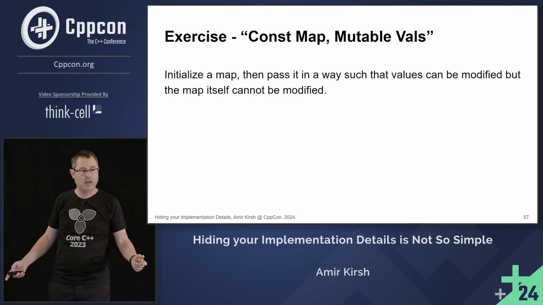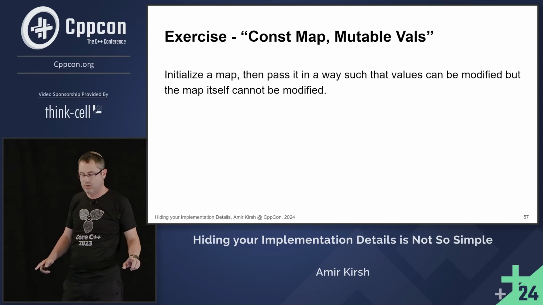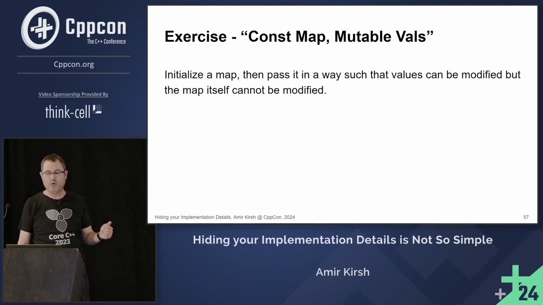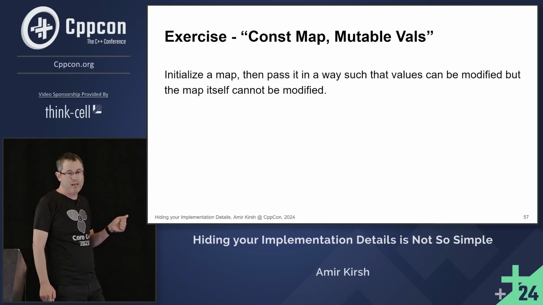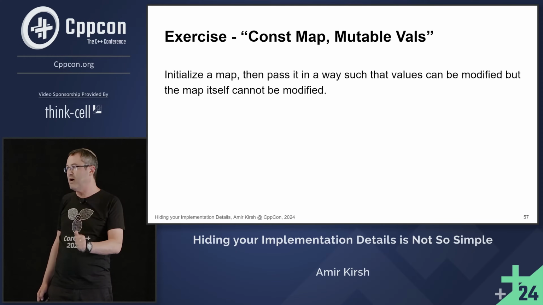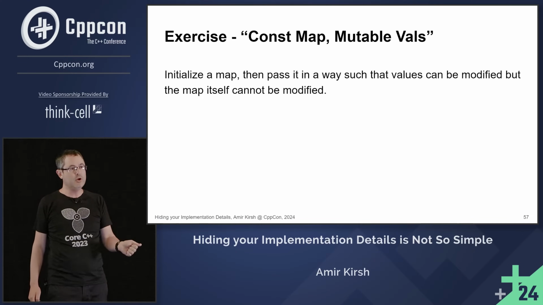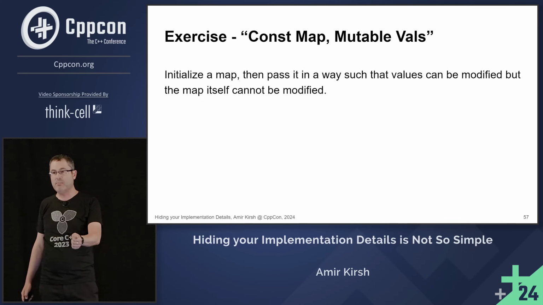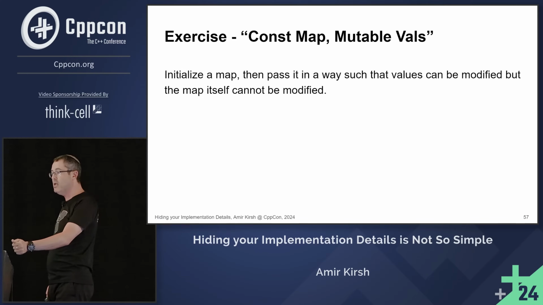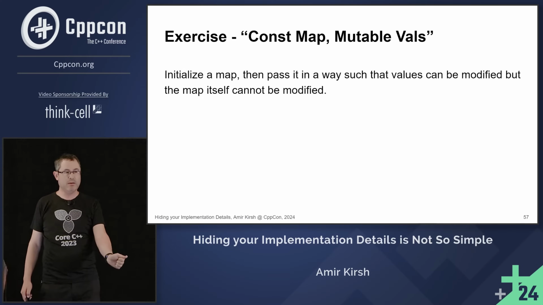This will be an exercise. Are you ready for an exercise? Can you open your compilers? I want to initialize a map. Then I want to pass it to a function in a way that the function can modify the values, but cannot alter the map itself. The function should not erase values, keys, entries in the map, and the function should not add entries to the map. The function may change things in the map, okay?